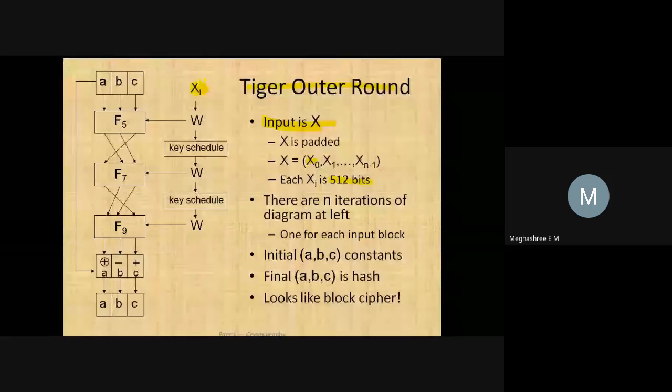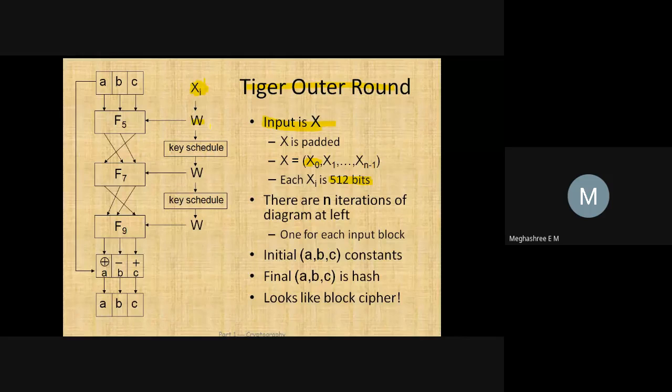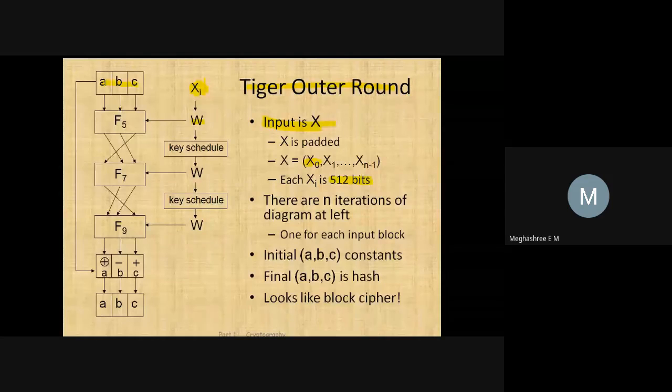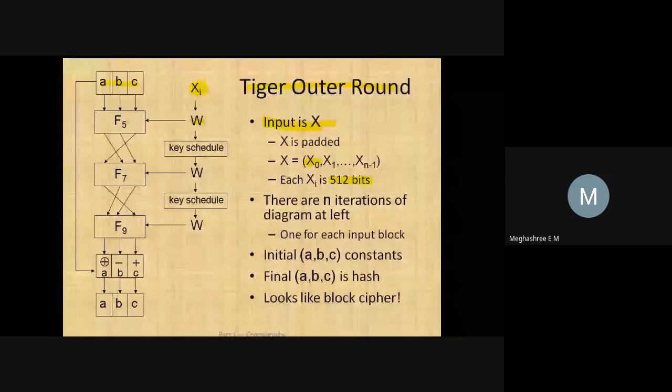Out of this series, one is selected, and this will be of 512 bits. This input is given to W. We'll see what W is in the next slide. Okay, so this X is divided into 3 blocks, you can say A, B, C. Initially these are the constants that are considered here.